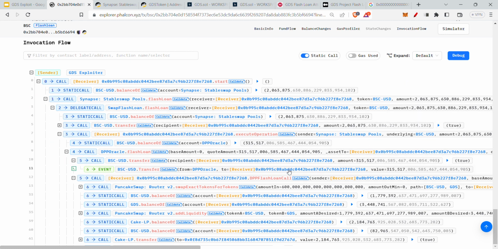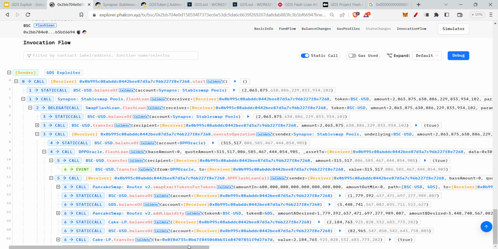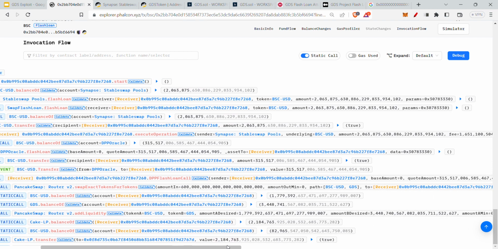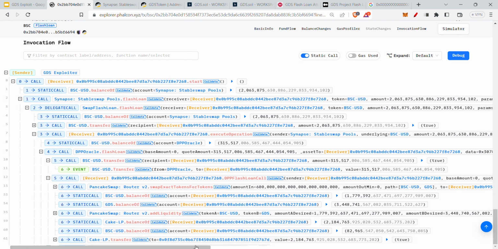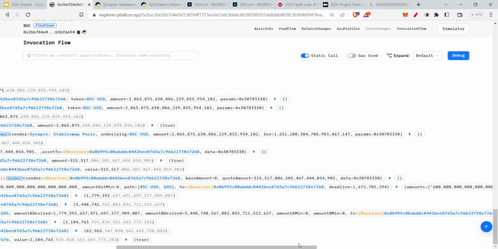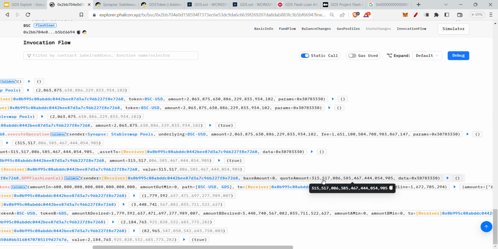If you see here, another flash loan is called, DPP flash loan call. So DPP stands for Dodo Pool. And another flash loan is called with a total amount of 315,000. So if you can see, this is a long number over here. But how do I know it's just 315,000? It's because BSC USD has 18 decimal places. 3, 6, 9, 12, 15, 18.